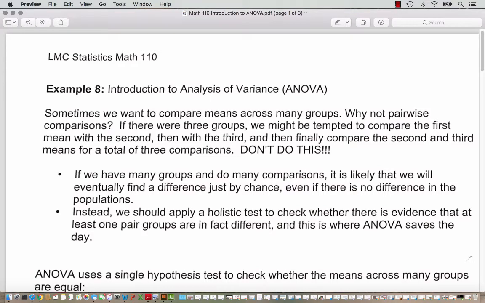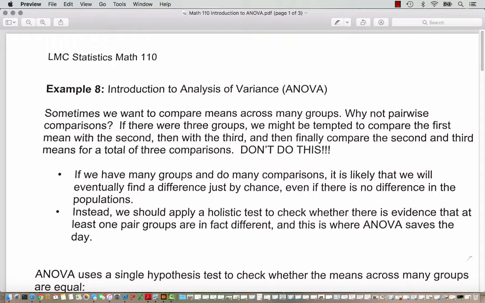In this example, we study analysis of variance, known as ANOVA for short. Sometimes we want to compare means across many groups. Why not pairwise comparisons? If there were 3 groups, we might be tempted to compare the first mean with the second, then with the third, and then finally compare the second and third means for a total of 3 comparisons.